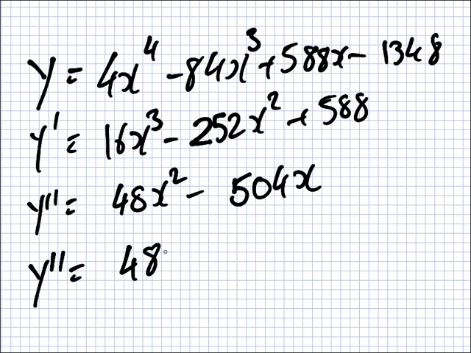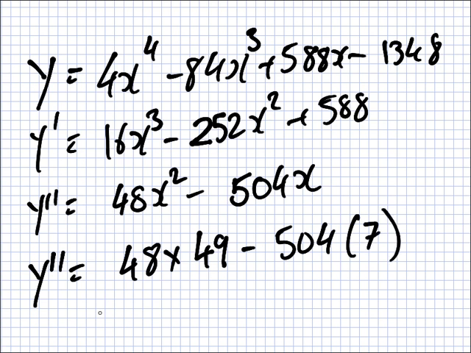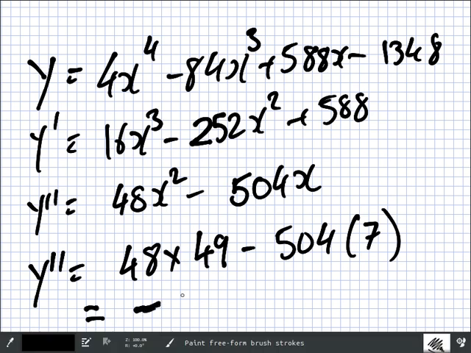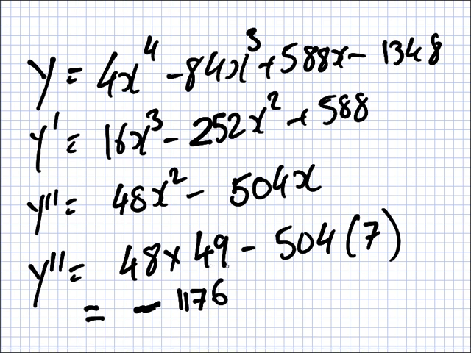7, isn't it? So it's 48 times 49 minus 504 times 7. And what is that? Minus 1176. Wait, can we write this down? Minus 1176. When you calculate, put brackets around. Minus 1176.